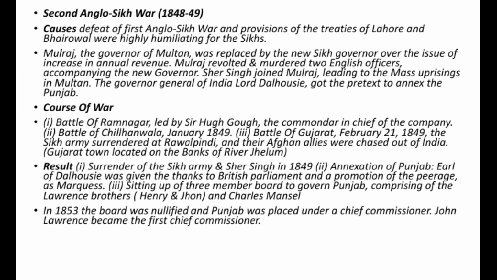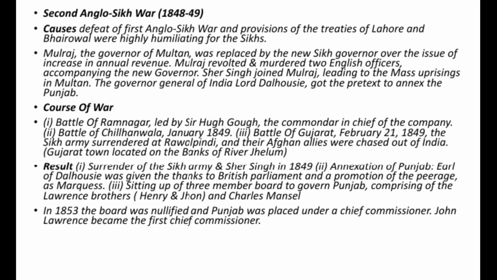Now the course of war. Lord Dalhousie himself proceeded to Punjab. 3 important battles were fought before the final annexation of Punjab. These were the Battle of Ramnagar, led by Sir Hugh Gough, the commander-in-chief of the Company, the Battle of Chillianwala, January 13, 1849, and the Battle of Gujarat, February 21, 1849. The Sikh army surrendered at Rawalpindi, and their Afghan allies were chased out of India.